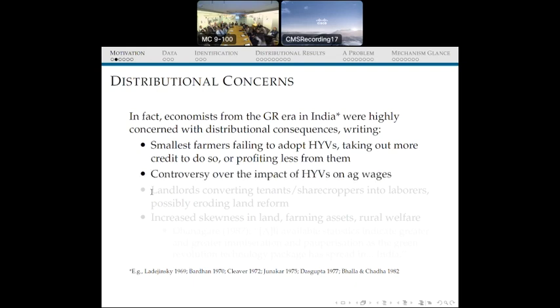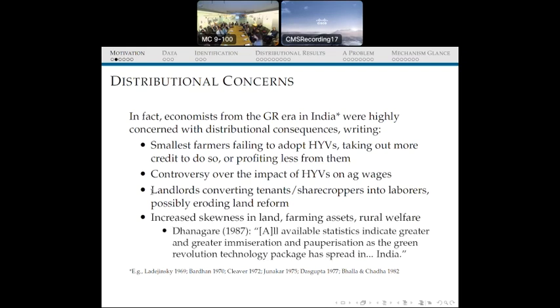There was controversy over whether high-yielding varieties were increasing agricultural wages, as you might think, given that they need a lot of labor, or whether, in fact, the agricultural wages were stagnating, whether landlords were trying to convert tenants or sharecroppers into laborers, which could be bad for a variety of reasons, and particularly might have eroded the land reform efforts that were ongoing in a similar time period. And then a generalized concern that the high-yielding varieties may be increasing the skewness of land or of farming assets or of other indicators of human welfare.